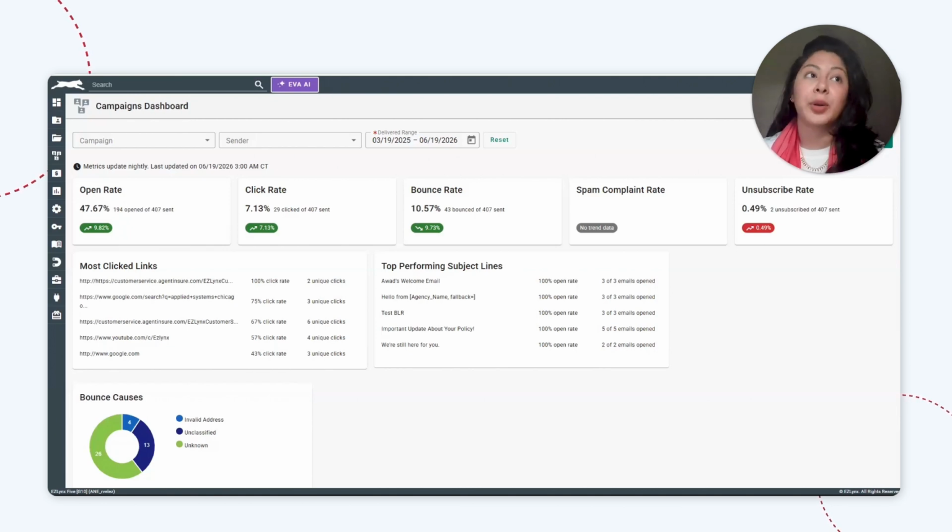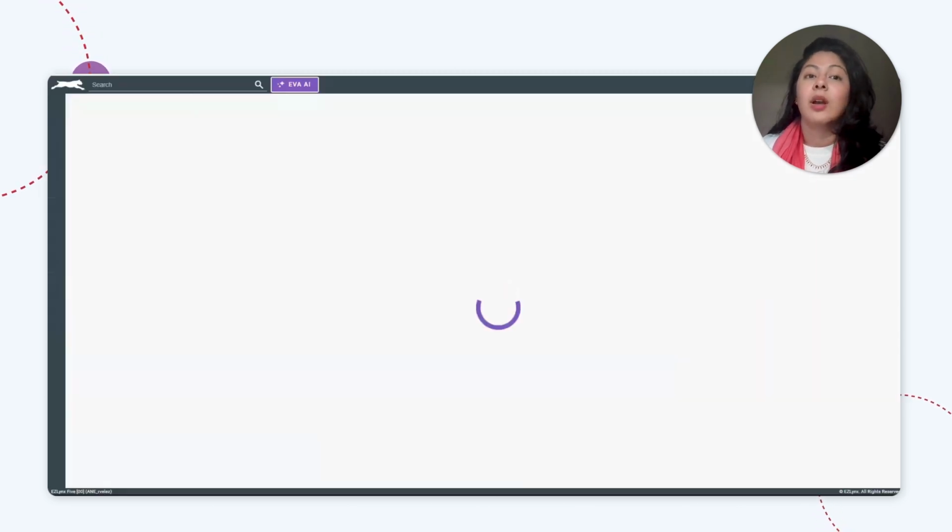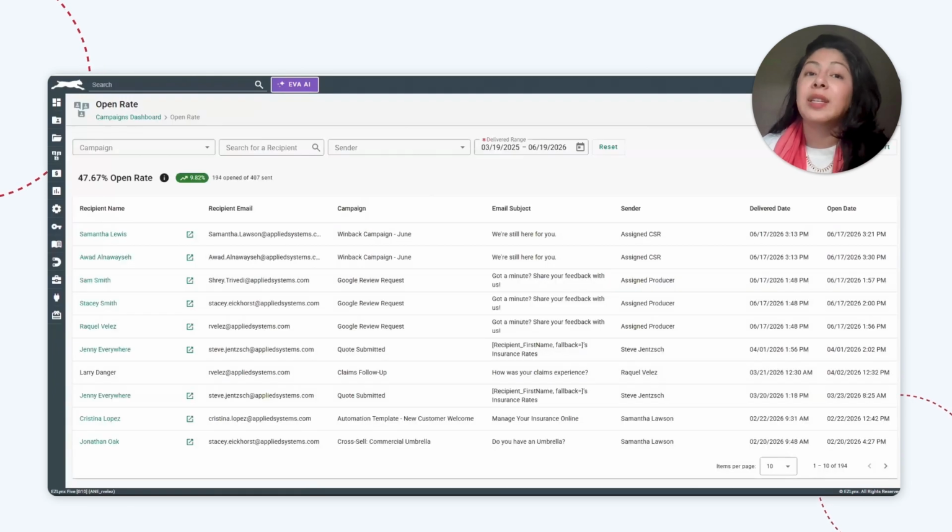First off, we have open rate. Open rate shows the percentage of how many recipients opened your email. While open rate is a helpful indicator, it is not reliable on its own. Some email providers automatically open emails in the background, while others block tracking entirely. Email opens give you a directional signal, not the full picture.